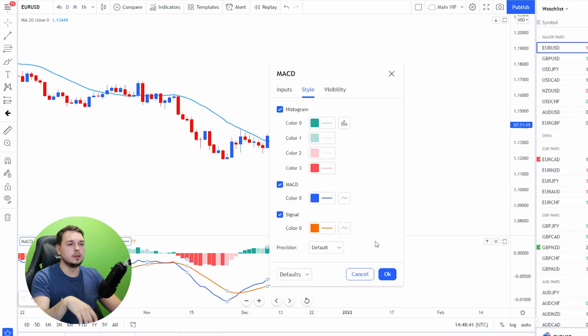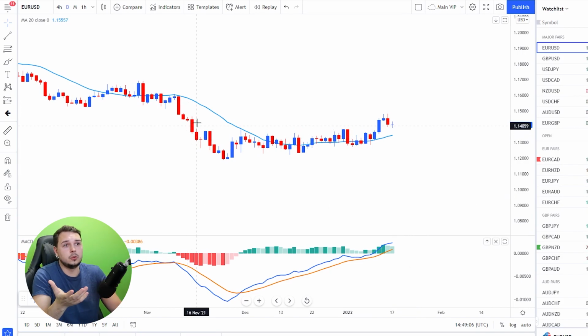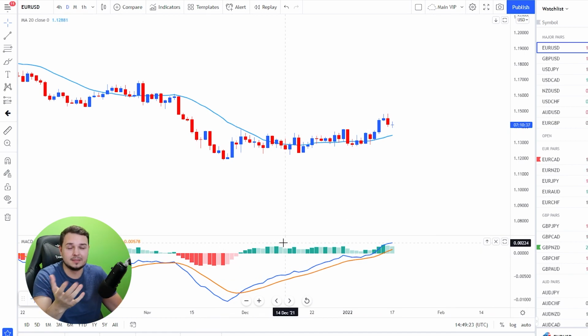So this is what we need. If you want, you can style the MACD as well, just for clear visibility. Now, if you're new, you're probably confused. There's a line on some candlesticks. What does that do? Or there's a volume bar down here and you don't know what it means. That will be explained in just a second.